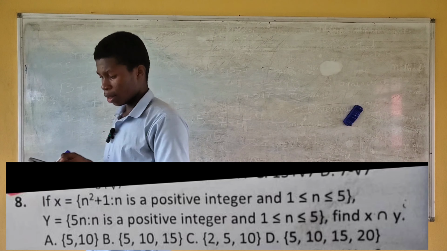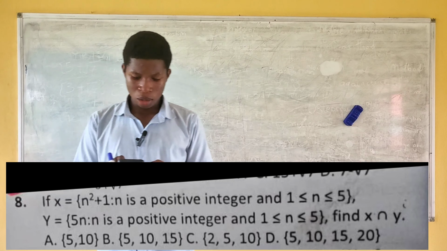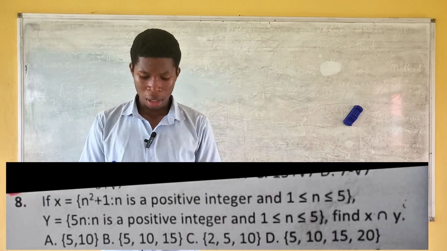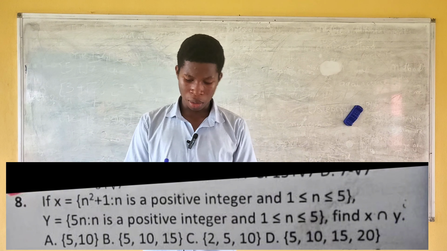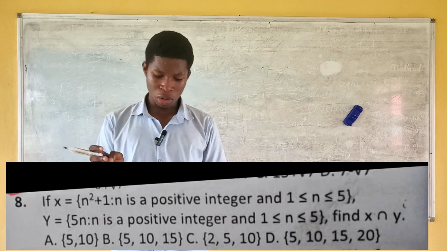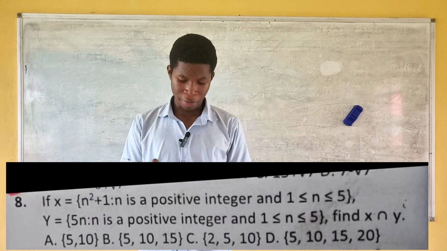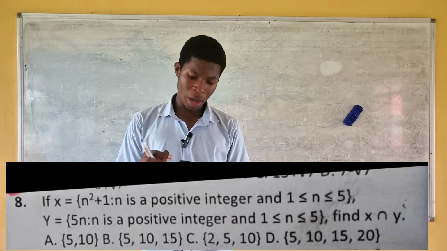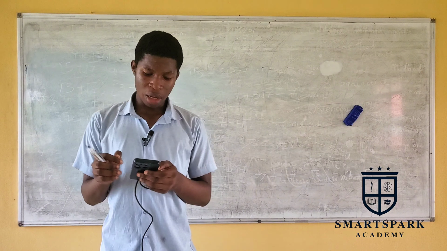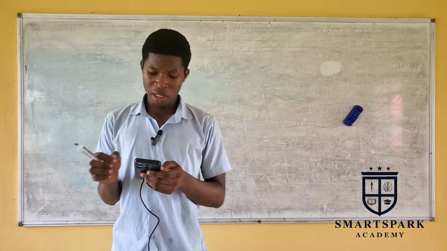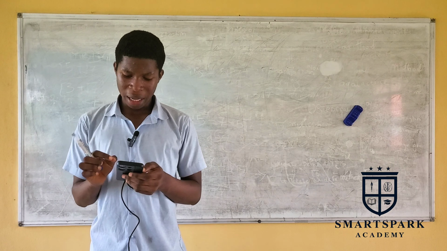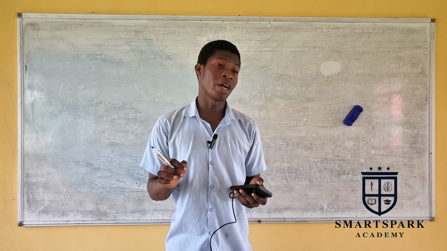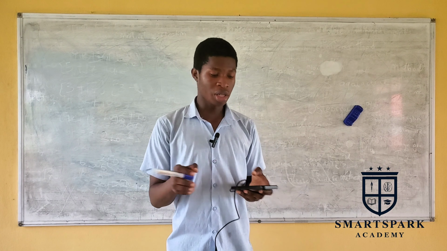You say if x is equal to n squared plus 1, where n is a positive integer present between 1 and 5. And y is equal to 5n, where n is a positive integer present between 1 and 5. Find x intersection y. So this is a set question where we are going to find the values present between two given sets.